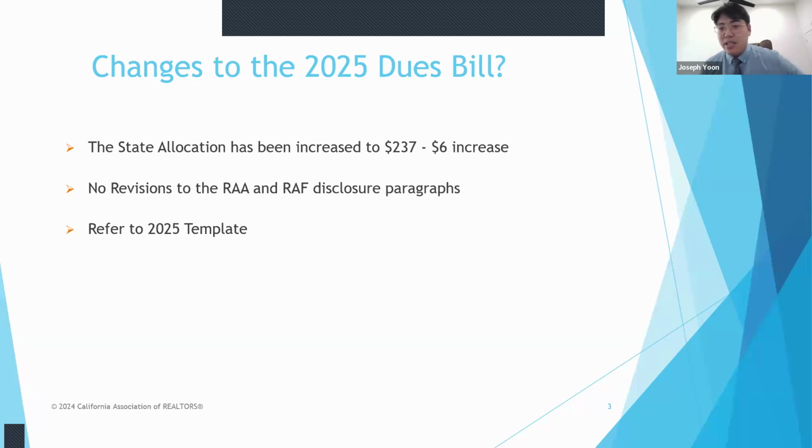First updates, as Keesman mentioned, there's only two main updates. C.A.R. has increased its dues by $6, from $231 last year to $237 this year. Nothing much has changed substantively, right? The Realtor Action Assessment is still $69. The Realtor Action Assessment and the Realtor Action Fund disclosure paragraphs are the same.